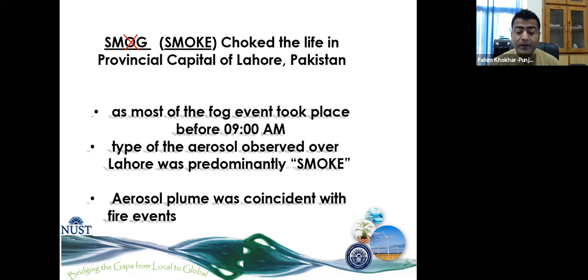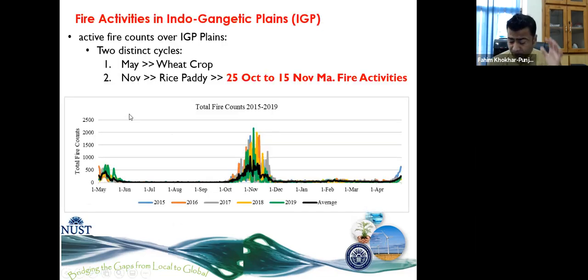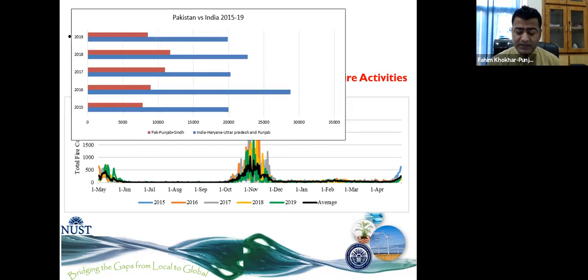Most of the fog took place when there wasn't smoke at all, but normally that was during the evening time, the night time. The type of aerosol observed was predominantly smoke, and the aerosol was coincident with the fires. So the cross-border large paddy fires were the main reason for what we experienced as smog, or smoke, maybe I would say. I have been advocating this message for several years, but last year one person from PMD gave an interview to Dawn, and they acknowledged that it is not actually fog, but it is smog.